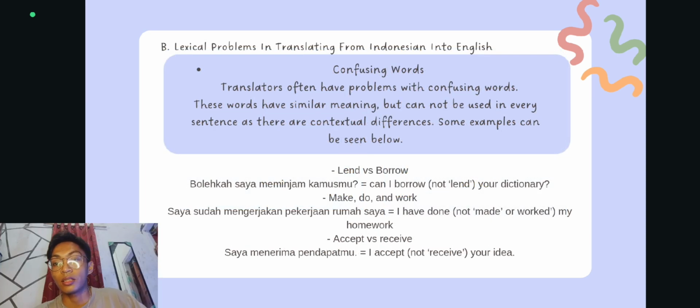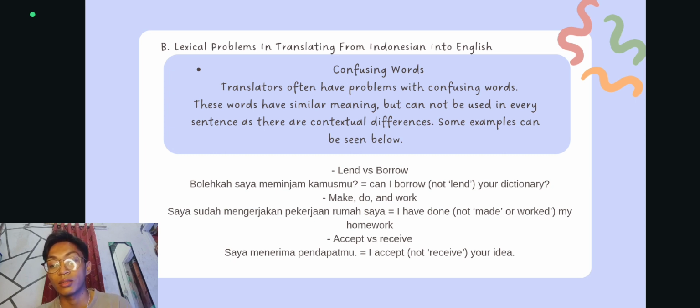The next is lexical problems in translating from Indonesian into English. The first problem is confusing words. Translators often have problems with confusing words, which have similar meanings but cannot be used in every sentence because of contextual differences. Here are some examples. The first one is the words lend and borrow. In bahasa we say, "bolehkah saya meminjam kamusmu?" And the translation is, "can I borrow your dictionary?" So in this context we use the word borrow. We didn't use the word lend.